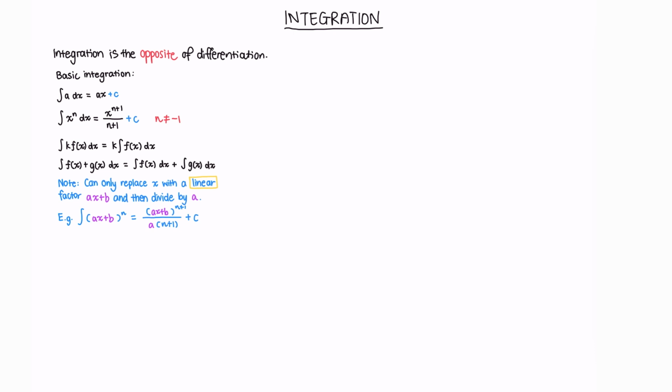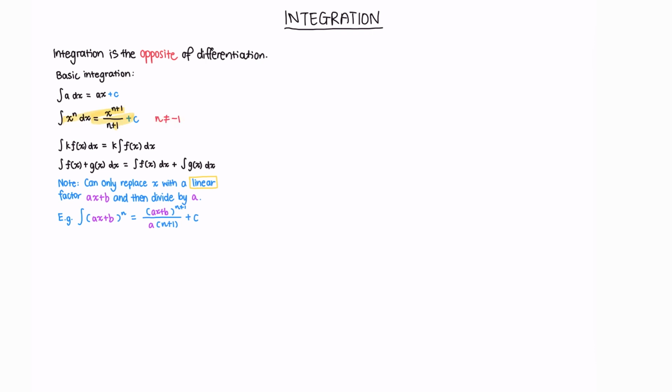Now let's get familiar with the power rule. Integrating x to the power of n will get us x to the power of n plus 1 over n plus 1. And don't forget your plus c. Now this works for any real value of n. So let's say n equals a half, n equals 3 over 2, n equals negative 5. But this does not work for n equals negative 1, which basically means 1 over x.